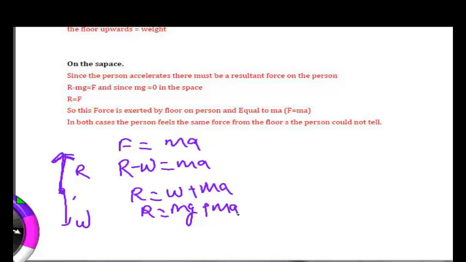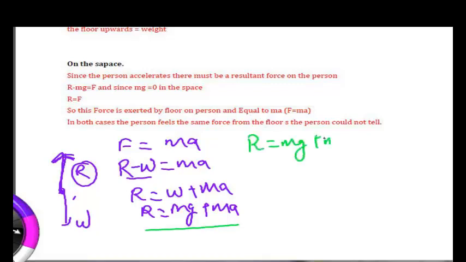Resultant force is upward. Therefore, the force in the direction of the resultant force, that is R, the normal contact force, is upward. So it has to be the larger force. Bigger force minus smaller force, R minus W, is the resultant. So resultant equal to ma. So the same situation we can apply. The person is in space, he is accelerating upward. So we can apply the same situation here.